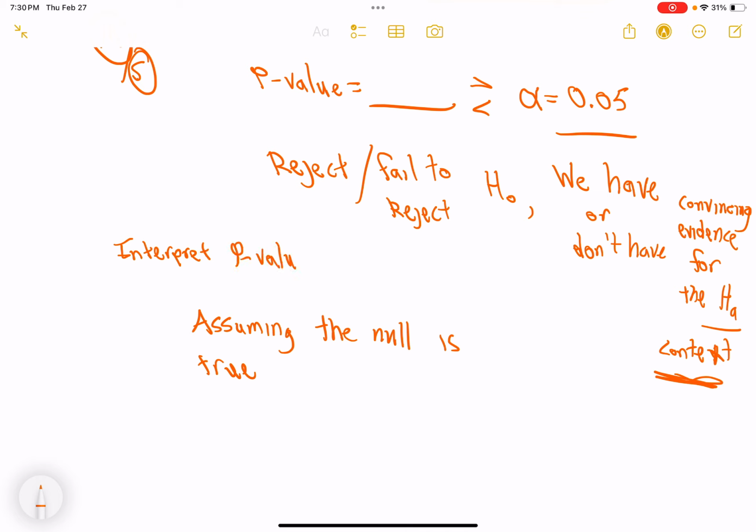And again, this is in previous video notes as well, so you've already got this. But let's go one more time for the cheap seats. Assuming the null is true, give me context, right? What is the null? And so on.